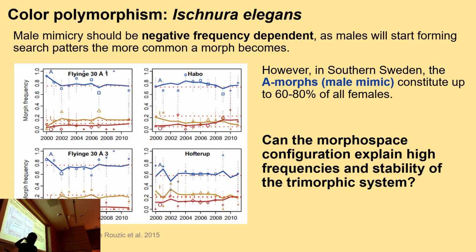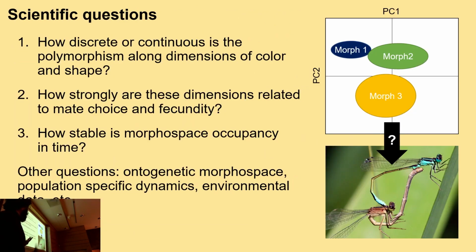And in addition, it's also unexpected that the male mimicking morph, which is the blue line, occurs at such high frequencies. As you would imagine, if something is very frequent within a population, the males easily form a search image and then target it. So it's actually counterintuitive that the mimics have the highest frequency of them all, like up to 80%. So these are the questions that I'm after.